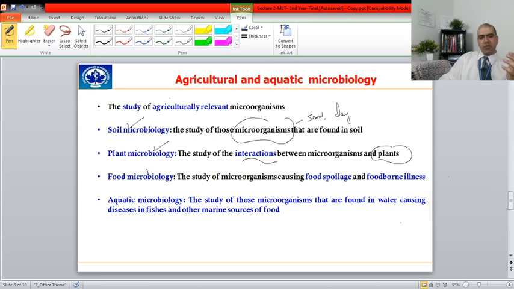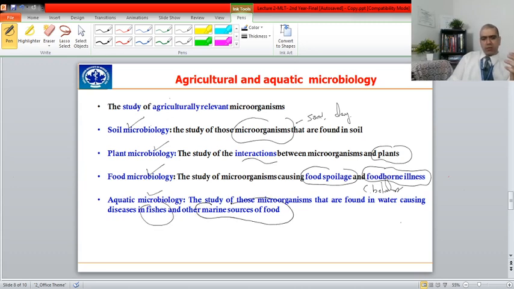They have applications in food microbiology, where we have to study which microorganisms are causing food spoilage, and what are causing the foodborne illnesses. For example, Clostridium botulinum causes food poisoning. In aquatic microbiology, we study the microorganisms found in water that cause different kinds of diseases in fishes and in other marine sources of food. So they have a role to play in agricultural and aquatic microbiology.